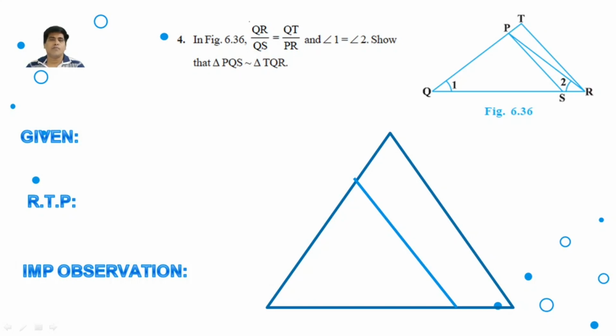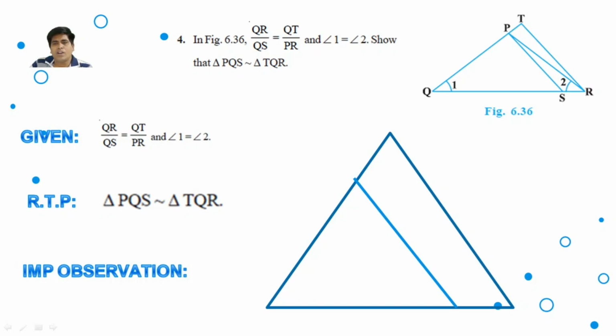Discussing question number 4 in figure 6.36. QR by QS is equal to QT by PR and angle 1 is equal to angle 2. Show that triangle PQS is similar to triangle TQR. Whatever he has given: QR by QS is equal to QT by PR and angle 1 is equal to angle 2. He has given this in the data.